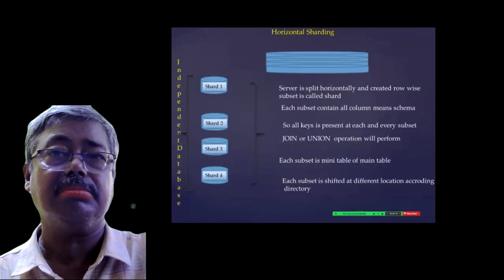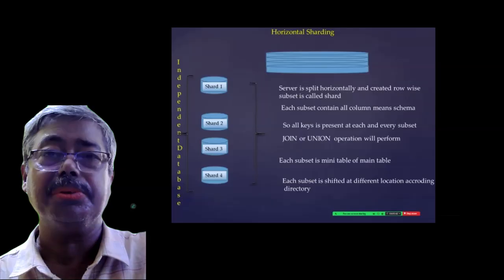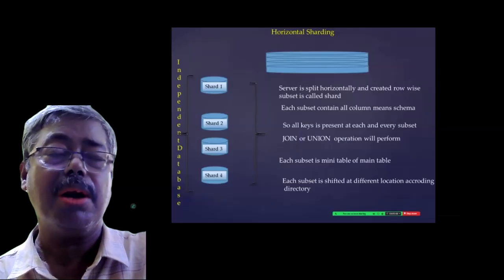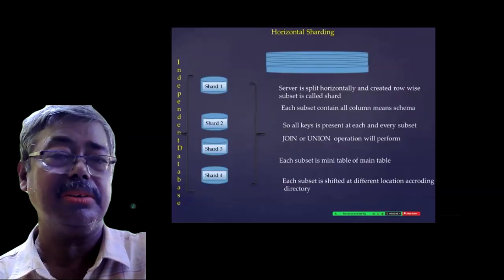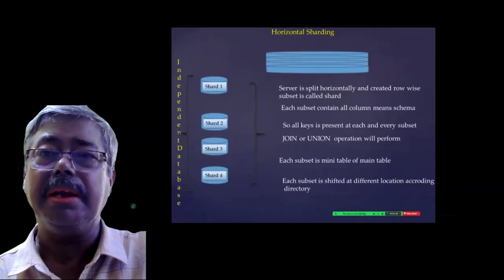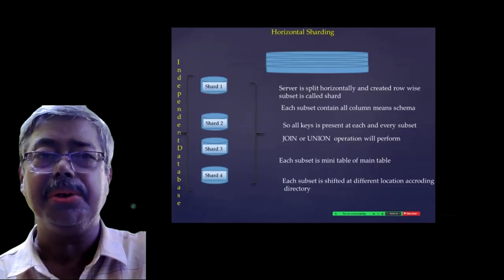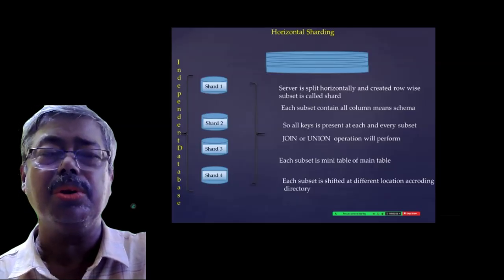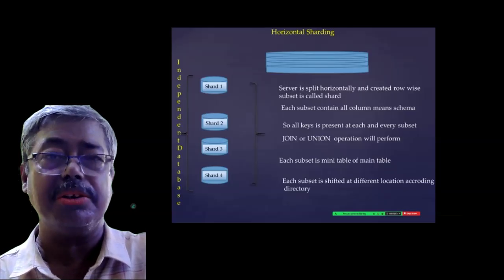Horizontal sharding is when the database is divided horizontally, that is row-wise. Each row contains the whole schema, so there is no issue of schema. Every row can work independently, and every row, or maybe two rows, as per the specific program, is shifted to a specific shard.